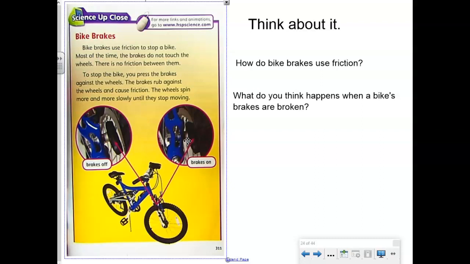So what do you think happens when a bike's brakes are broken, guys? If the brakes are broken, what's going to happen? You're not going to be able to stop. How are you going to be able to stop that bike? You're going to have to be the friction. You're going to have to put your feet down and let them rub to slow you down. That's right. A lot of times that's what you have to do, is put your feet down and let them help slow you down to a stop. So you can use your feet to rub and be the friction for your bike.